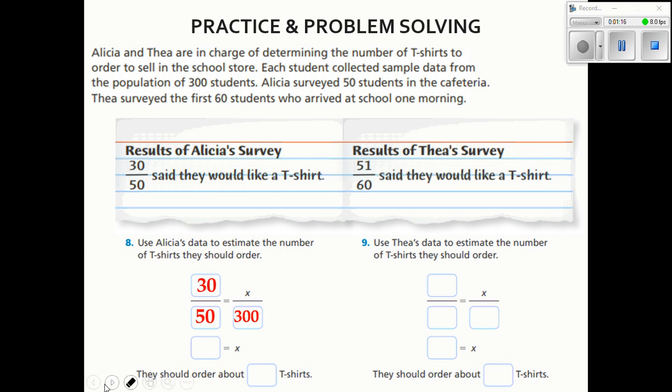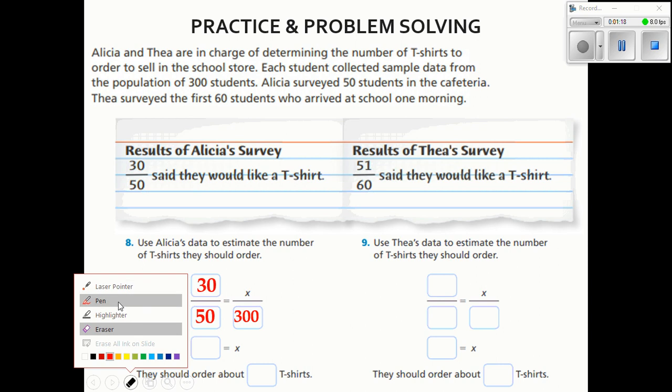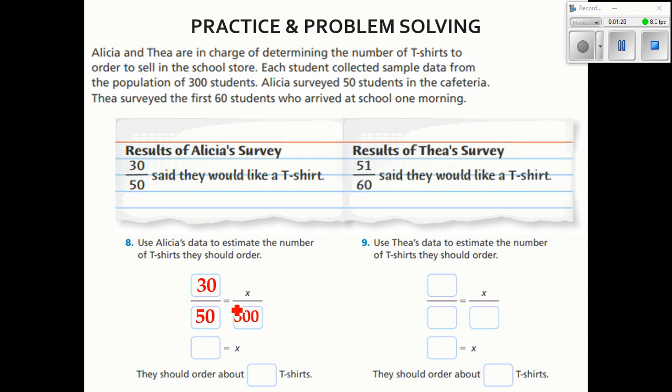How do we solve stuff like this? Well, I'm going to go ahead and use my pen here. And this is really cross multiplying. We learned this in class, right? And we're going to multiply 30 times 300, and that has to be equal to 50 times x. Now this is going to be 9,000, because 3 times 3 is 9, and then 3 zeros, 1, 2, 3.